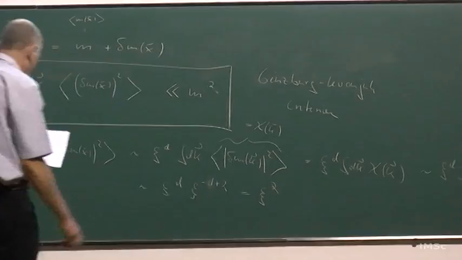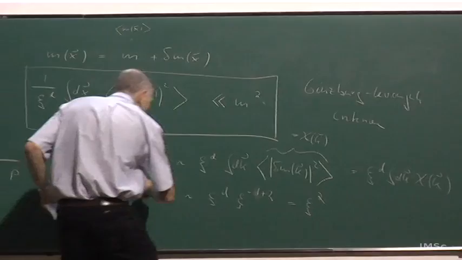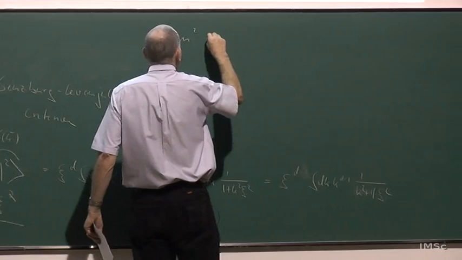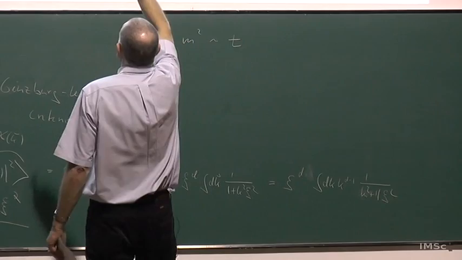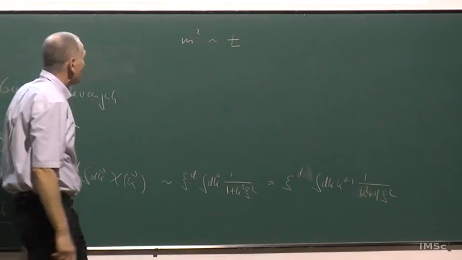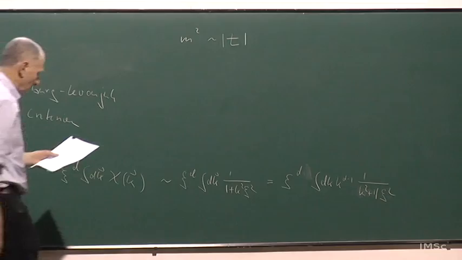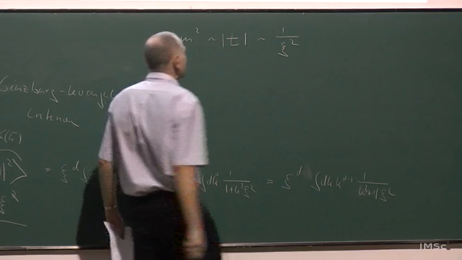So that is how the left-hand side of my Ginzburg criterion behaves. And the right-hand side is just m squared, but m squared goes like little t, right? M goes like the square root of little t. That was in the previous slide, but that was the mean field beta equals 1/2. So this goes like mod t, actually, because t is negative in the ordered phase. So that goes like 1 over xi squared, because xi diverges like 1 over square root of t in the simple theory.